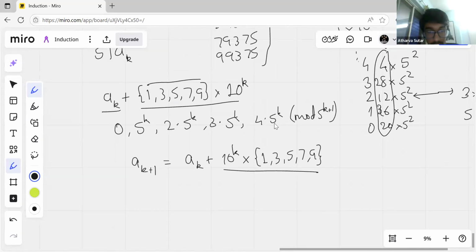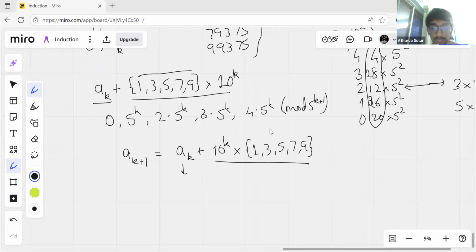You note that a_k has 5 possible remainders mod 5 to the k plus 1. And you also notice that this has 5 distinct possible remainders. And one of them will definitely add up. 5 to the n does not have even digits, and any power of 5 has 2 as the second last digit, so it won't satisfy.